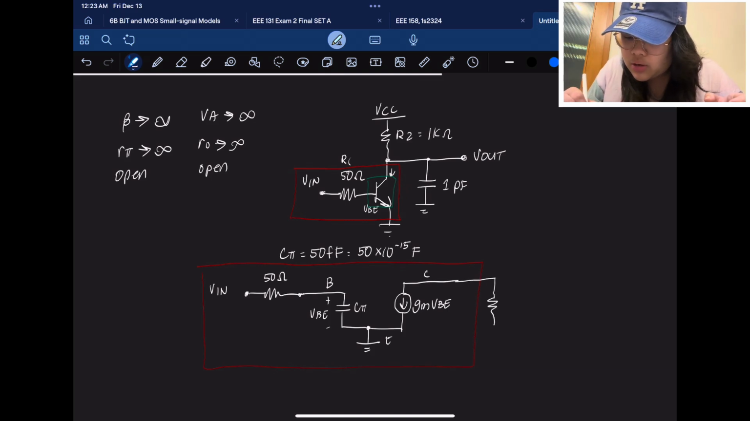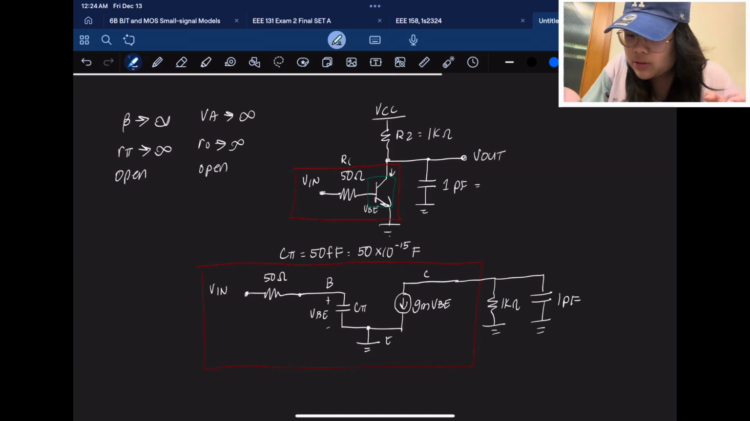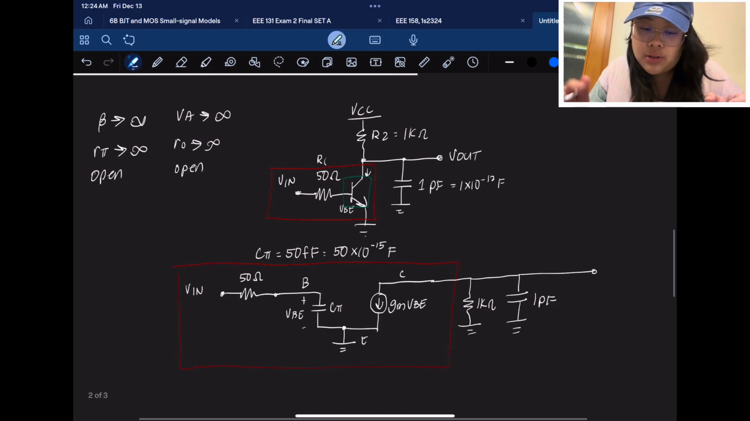And also a capacitor, which is 1 picofarad. 1k ohm, 1 picofarad. Pico is 12, so 1 times 10 raised to negative 12 F. And then we have V out.